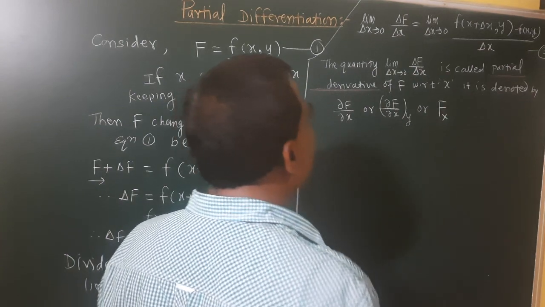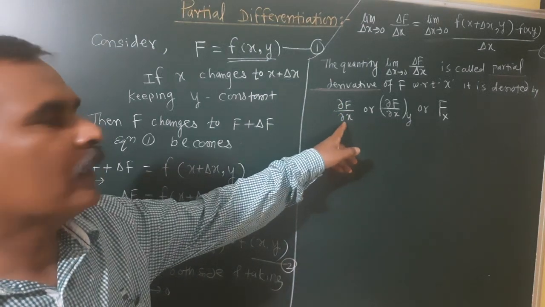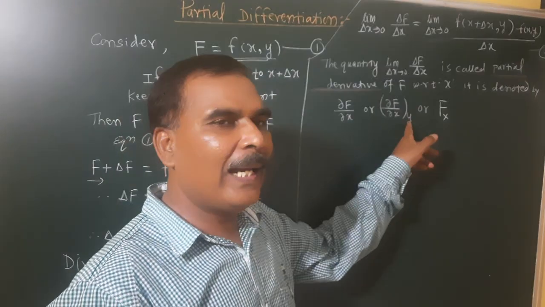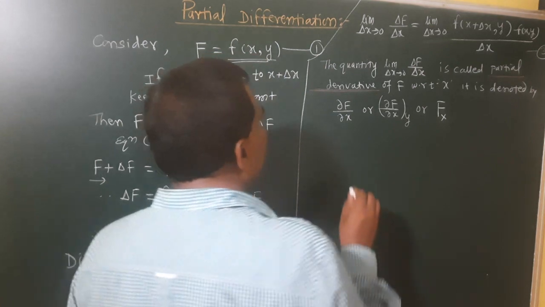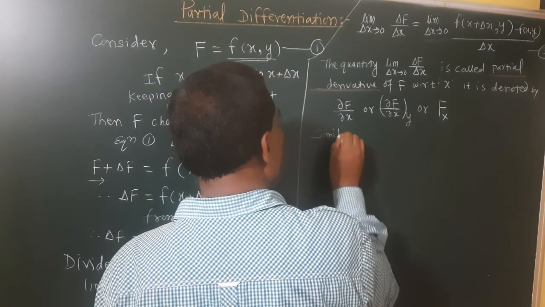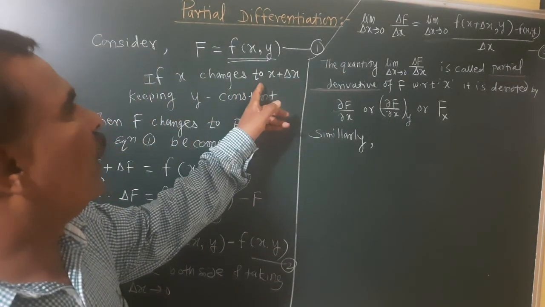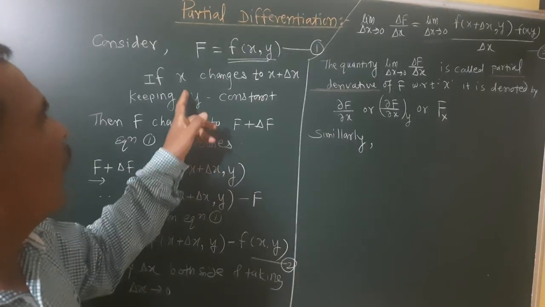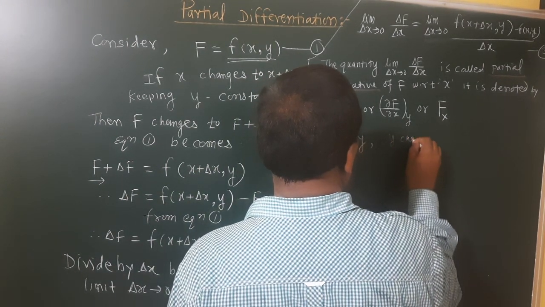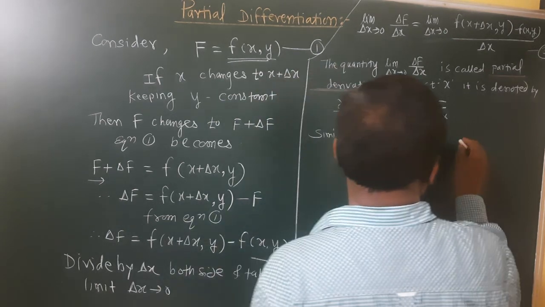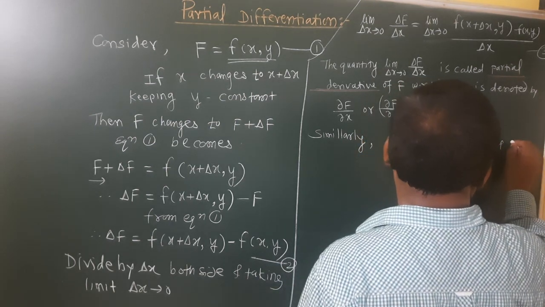Fx. This is the way we have to denote a partial differentiation, that is dou f by dou x keeping y constant, or f of x. Similarly, first of all we have to consider x changes to x plus delta x. When y changes, similarly y changes to y plus delta y keeping x constant.